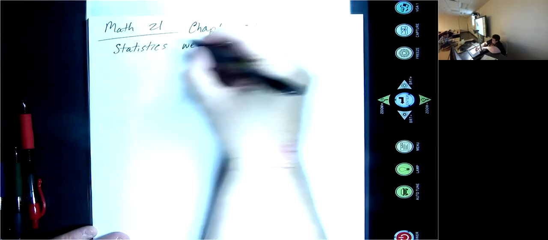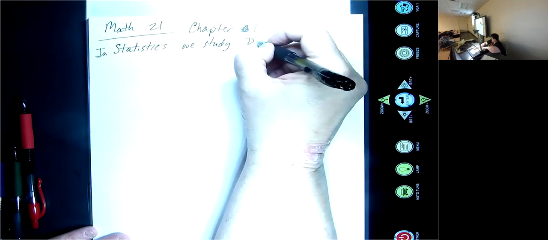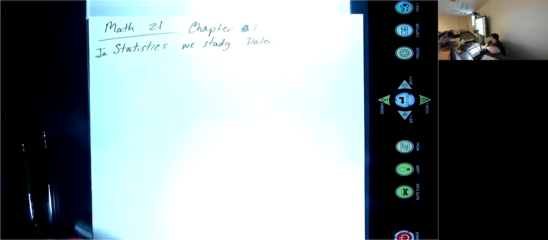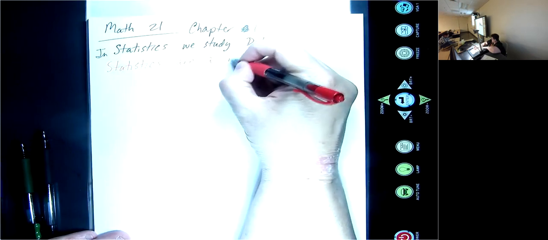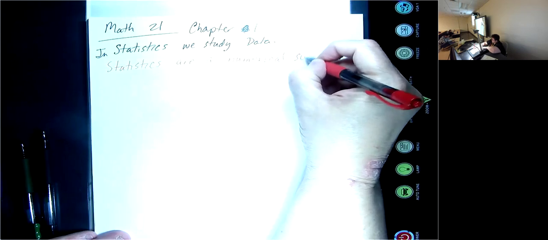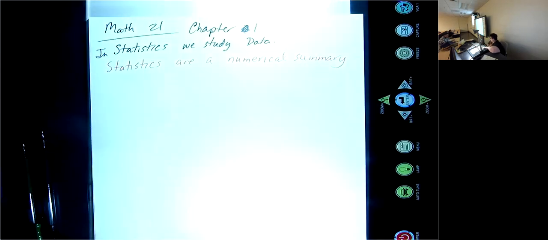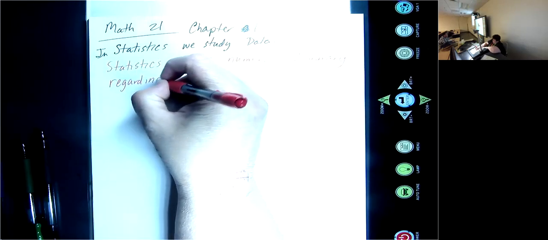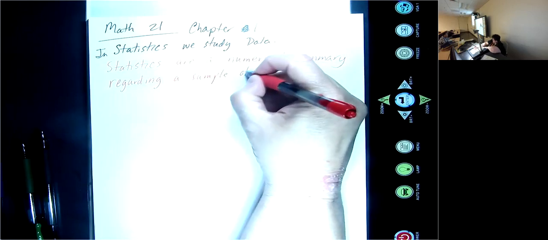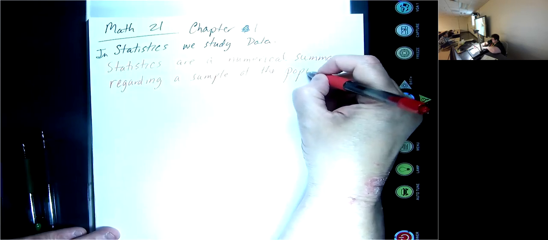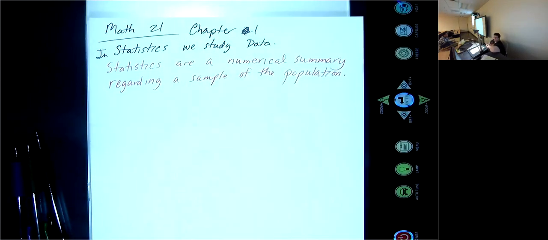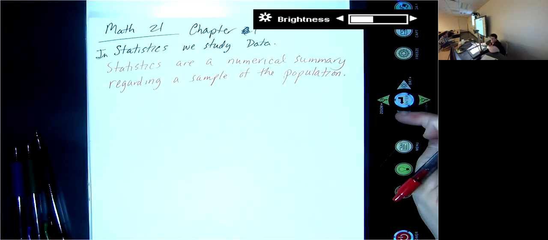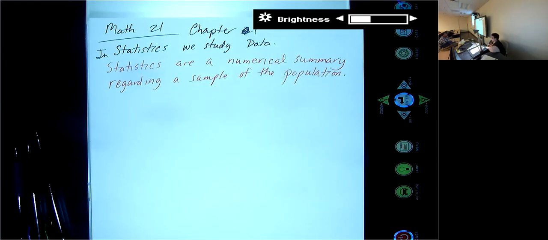In statistics, we study data. In fact, that data is called statistics. Statistics are a numerical summary, numerical meaning number. There's numbers related to them. They are a numerical summary regarding a sample of the population.